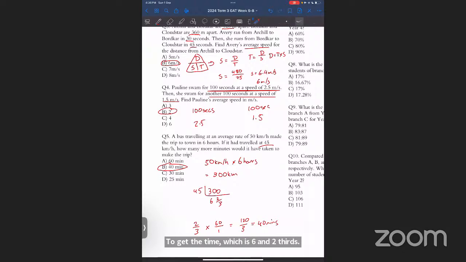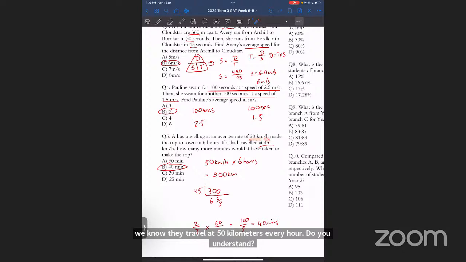Yaksha is asking me, why do we multiply 50 by 6? So we know they travel at 50 kilometers every hour. Do you understand, Yaksha? Yeah. And then it travels for 6 hours, so it's 50 every hour for 6 hours. So the total is 50 times 6. Okay.